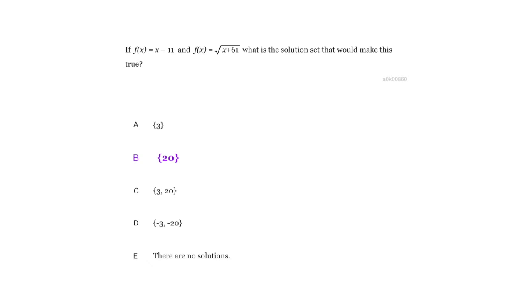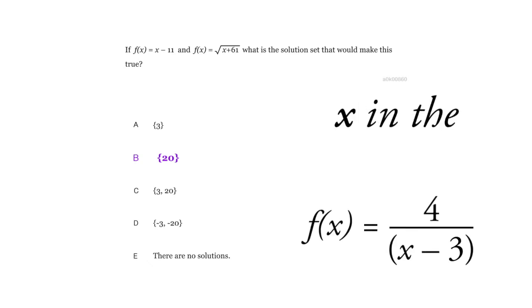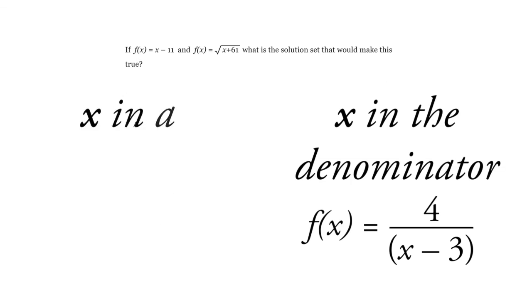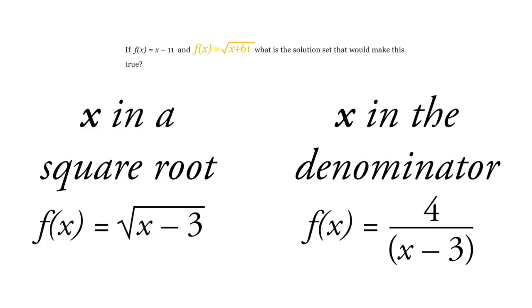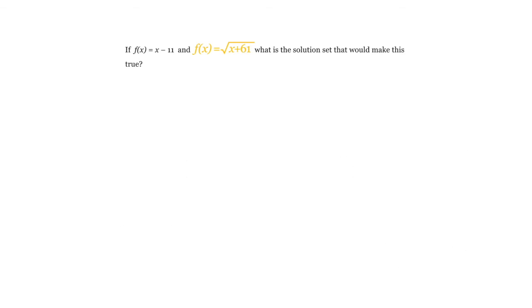So this is one of a series of tricky ones. A flag should go up anytime you're asked to solve something and it either has an unknown like a variable like x in the denominator, or it has a square root in one of the equations. Let me explain. So let's go ahead and figure this one out.